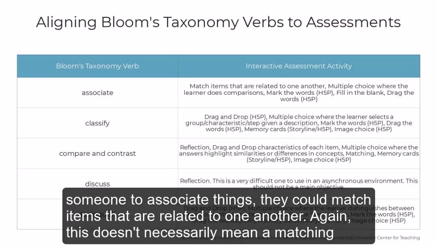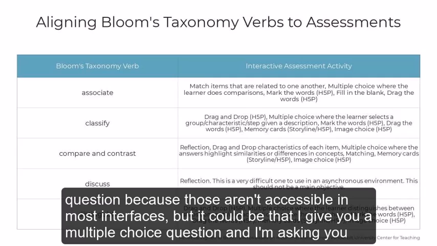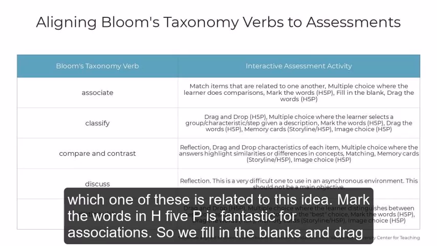First, let's look at the verb associate. If I want someone to associate things, they could match items that are related to one another. Again, this doesn't necessarily mean a matching question because those aren't accessible in most interfaces. But it could be that I give you a multiple choice question and I'm asking you which one of these is related to this idea.